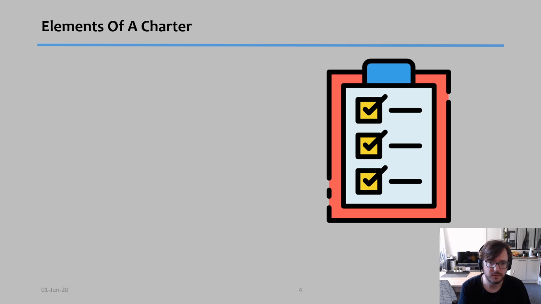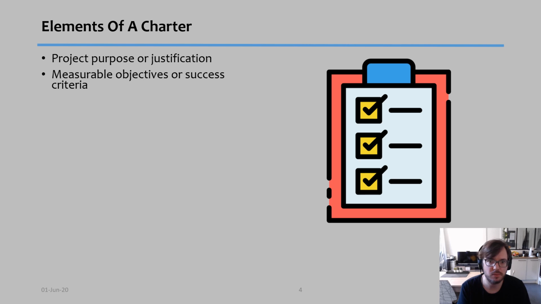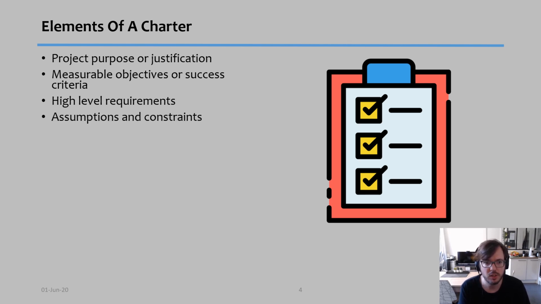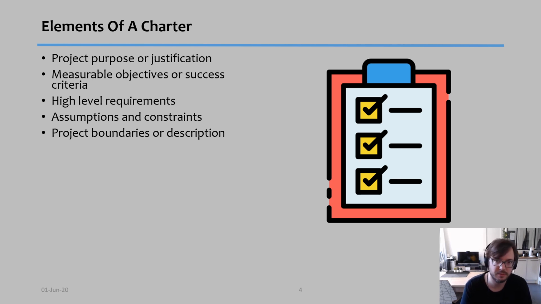So what are the elements of a charter? This is a very tough question to answer, because it will really depend on the type of project. But there are a couple of things that indeed must be there. Things like, what is the purpose of the project or the justification? What measurable objectives do you have, or what criteria are you going to measure to see if your project is a success or not? What are your high-level requirements for this project? And I'm going to talk about requirements in the future. What assumptions or constraints might you have? And this comes from the 6 W's we've seen before. What are your project boundaries, and what is your project description? Again, using the tool of 6 W's, you can answer this.